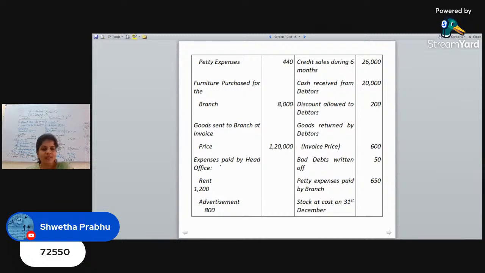See, credit sales, nowhere do we take this in a branch account. Instead, we open a debtors account and we account it there. But this credit sales during 6 months of 26,000 will be taken in the branch debtors account.